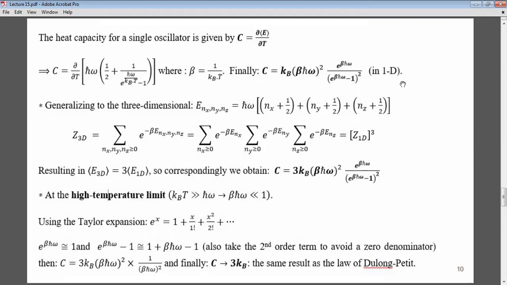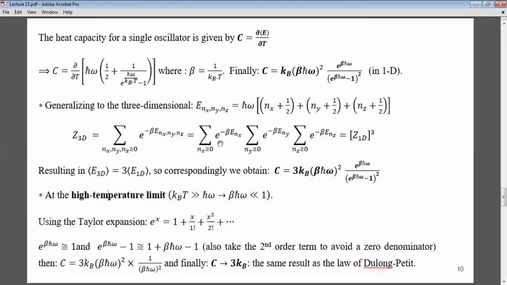Now this is in 1 dimension. What happens in 3 dimensions? In 3 dimensions, our energy will be h bar omega into nx plus half plus ny plus half plus nz plus half. Now, if I do the partition function Z, I will get that in 3 dimensions it is nothing but Z1D to the power 3, okay?